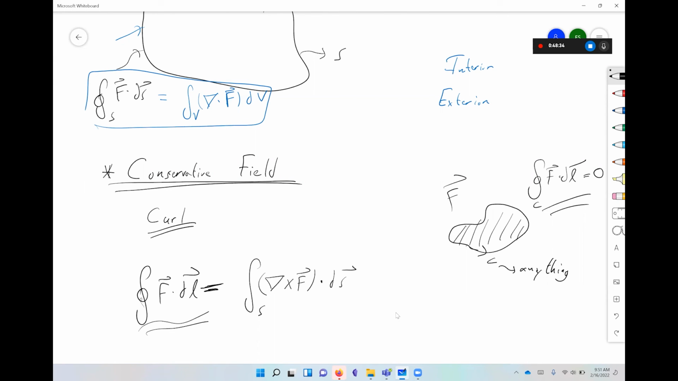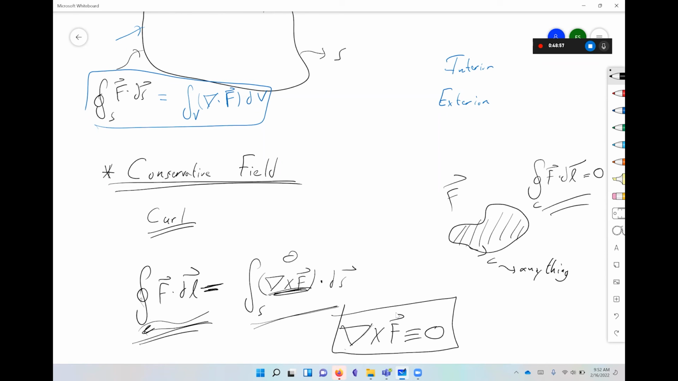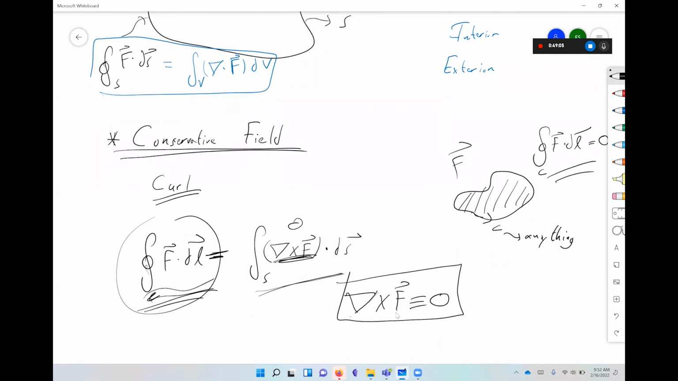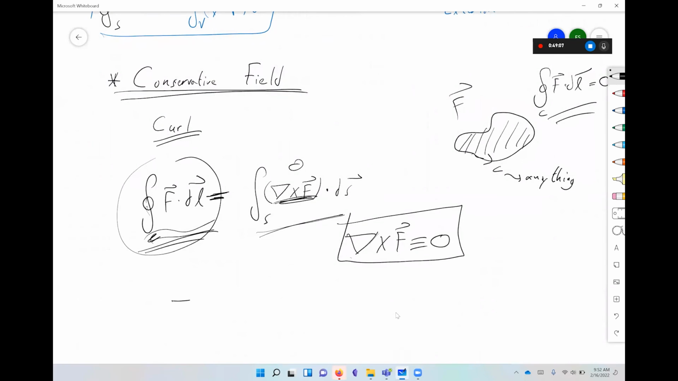Regardless of the path. If we have a field where the curl of this field is identically 0, meaning it's 0 at every point in space. If someone gives me a field and tells me, hey, the curl of this field is 0 everywhere, that means from Stokes' theorem, whatever the path C is, this will always equal this, and this is always 0. So this surface integral will always be 0. So whatever the path is, this integral will always be 0. So this is a sufficient condition. Give me any field and tell me its curl is 0. That's enough for me to know that the field is conservative.